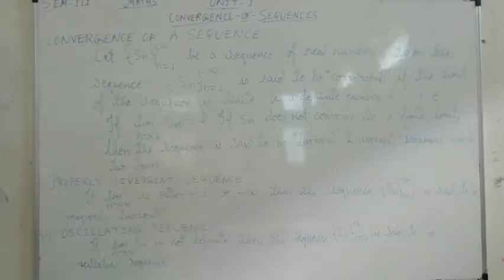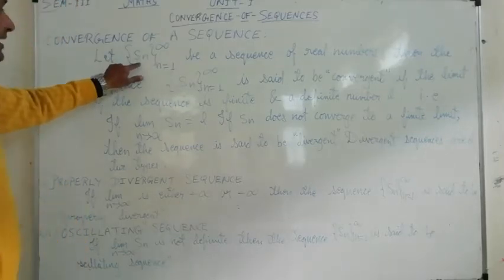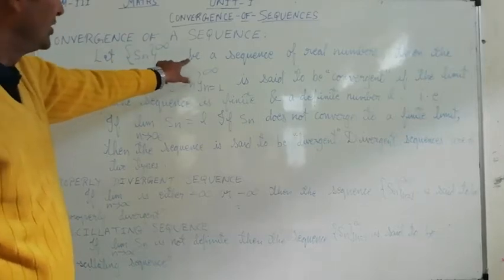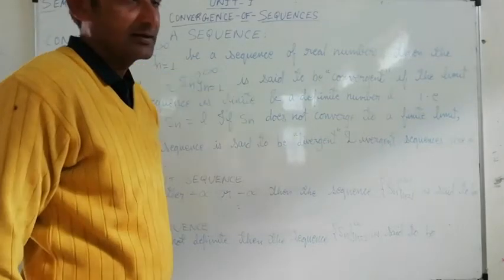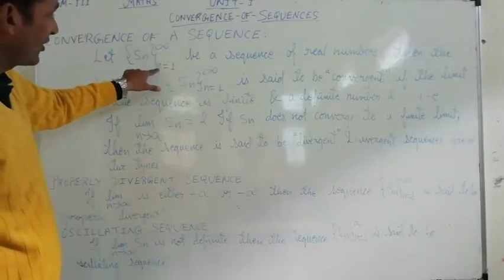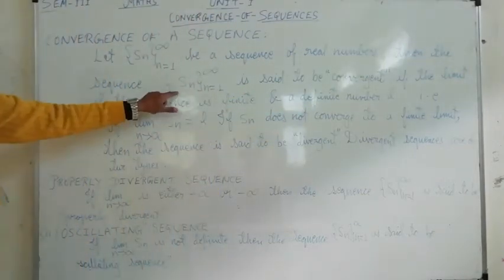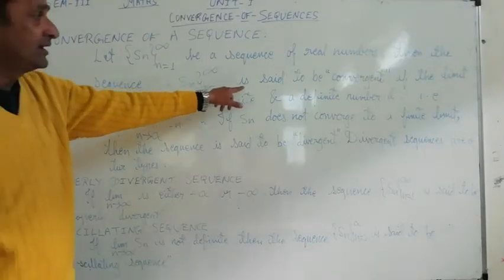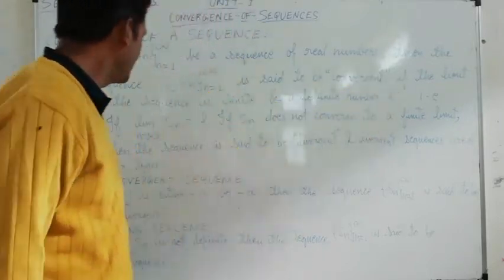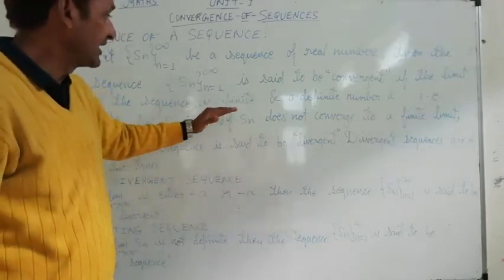Now see the next topic, convergence of a sequence. Let Sn, from n equal to 1 to infinity, be a sequence of real numbers. Then the sequence Sn from n equal to 1 to infinity is said to be convergent, it is called a convergent sequence, if the limit of the sequence is finite, which can be counted. That is known as finite.